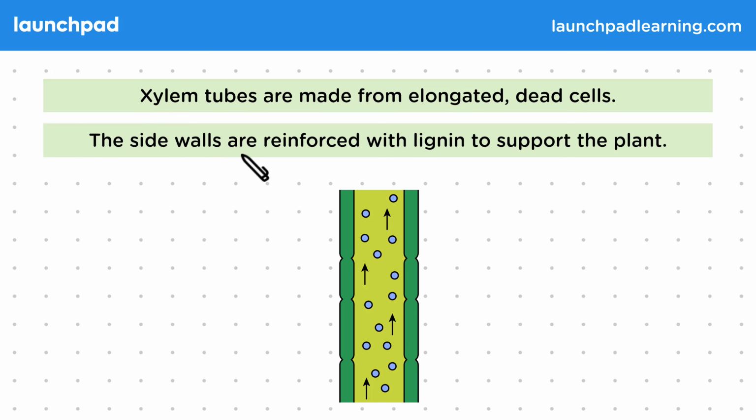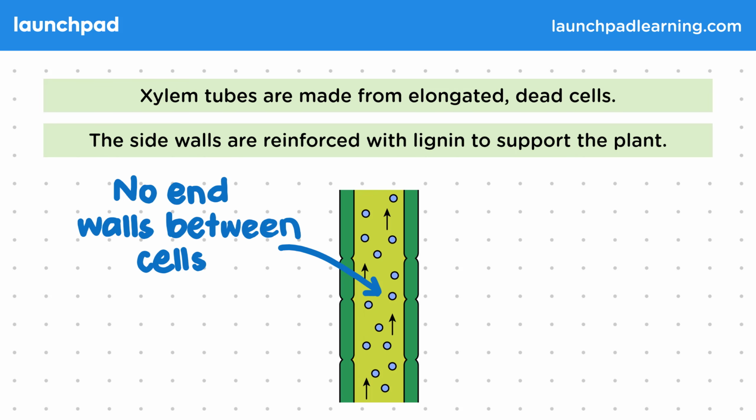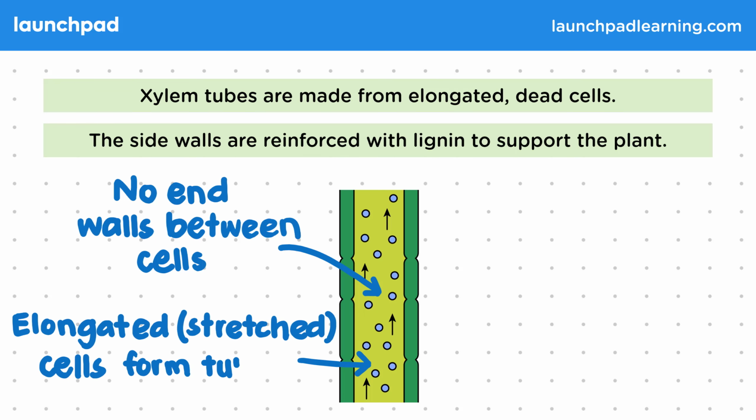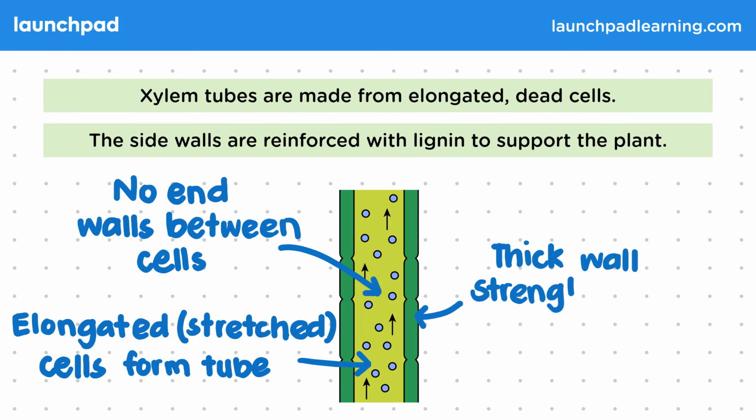The side walls are reinforced with lignin to support the plant. In this diagram, you can see that there are no end walls between the cells. This is what makes the xylem like a tube. Not only that, but the cells are elongated or stretched out. The xylem also has a thick wall that's been strengthened by lignin.